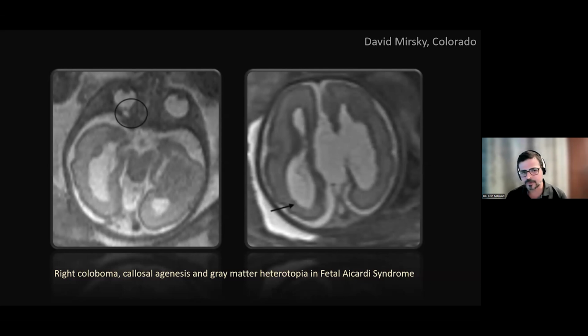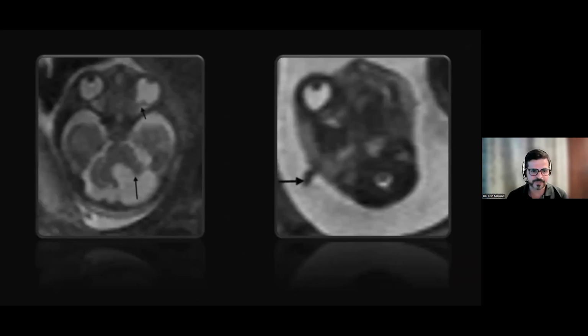And Aicardi syndrome, to the best of my knowledge, still doesn't have a gene. So we wonder, and I'm beginning to wonder, if this is some kind of a clastic process that hits the brain in early embryogenesis. Otherwise, hopefully by now, with the advances in genetics, we would have got something out of those tests.